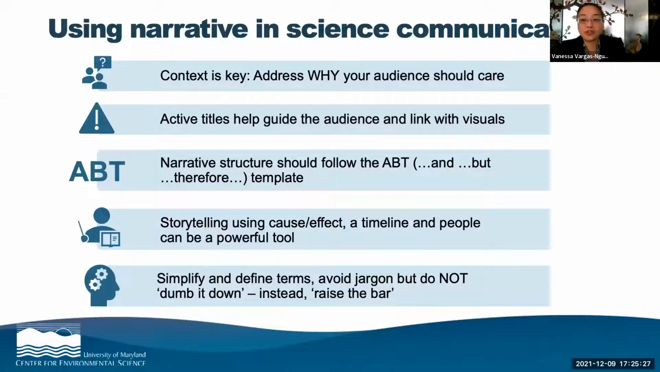All right, so thank you all for your participation. Again, to summarize the section on using narratives in science communication, remember, context is key. We should address the why question, why your audience should care. Using active titles can help guide the audience and link to visuals. Narrative structure should follow the ABT template. Storytelling using cause and effect, timeline, and people can be a powerful tool. And simplify and define terms, avoid scientific jargon, but do not dumb it down. Instead, raise the bar.